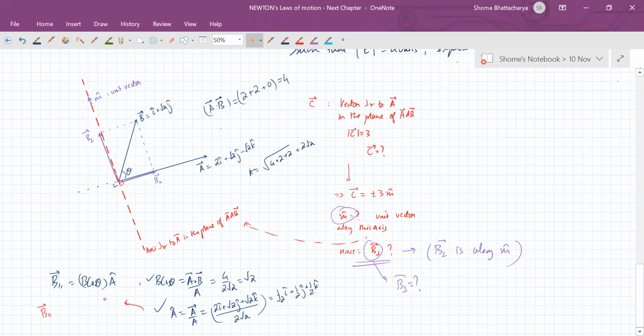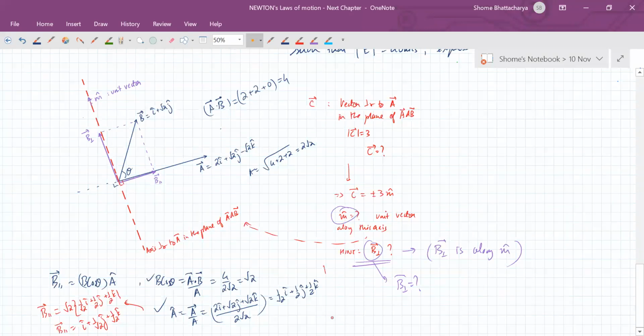The parallel component is b cos theta, which is root 2, multiplied with a cap. You can just leave it this way, or we can take this root 2 inside, so it will become i cap plus 1 by root 2 j cap plus 1 by root 2 k cap, like this. This will become B's parallel component.